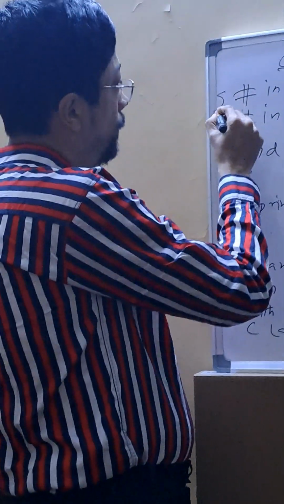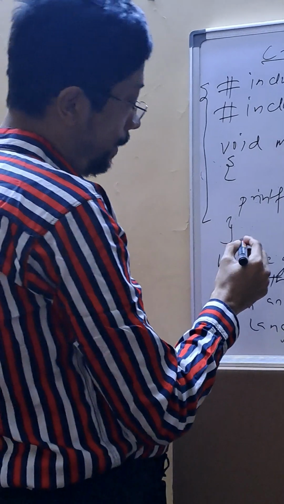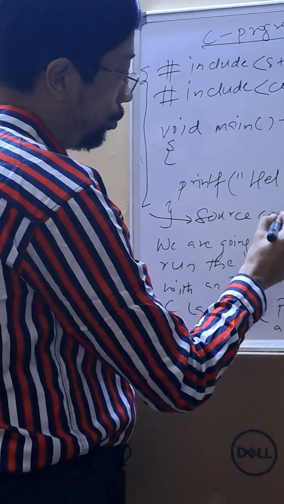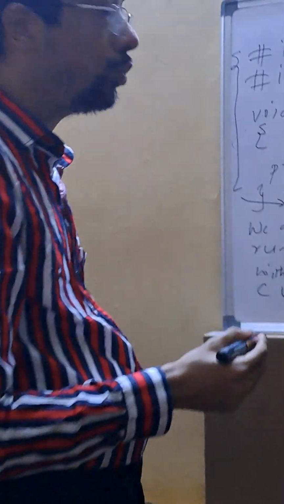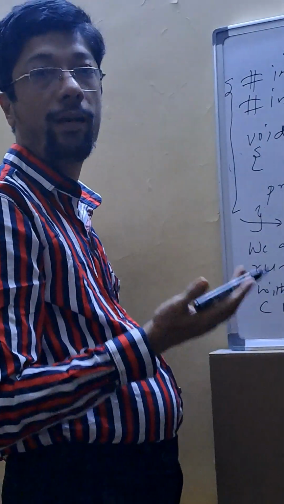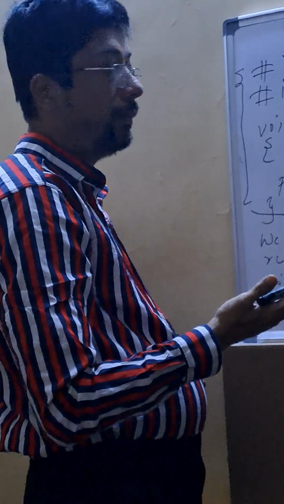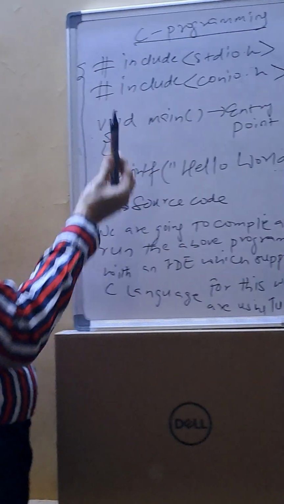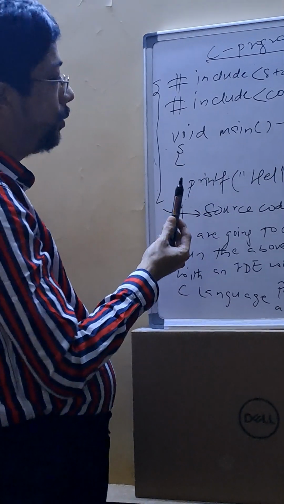So the entire thing is called source code. What is source code? Source code is the code which can be compiled and run. These are the basic snippet codes which are written in C programming.